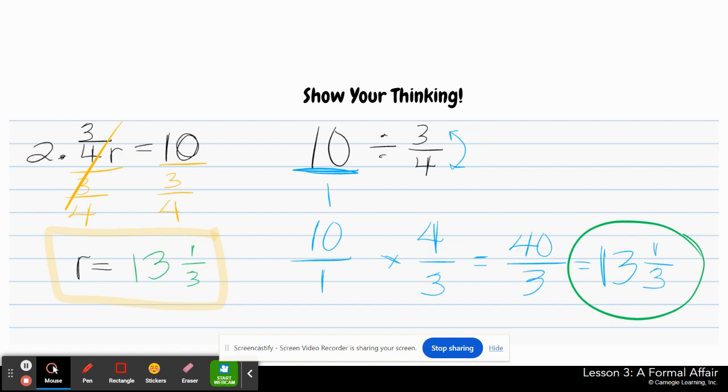And then I multiply by its reciprocal. If you don't remember what reciprocal is, that just means I'm turning my fraction upside down. So that 3/4 became 4/3. When I multiply straight across the top and bottom, I then simplified and got 13 and 1/3.